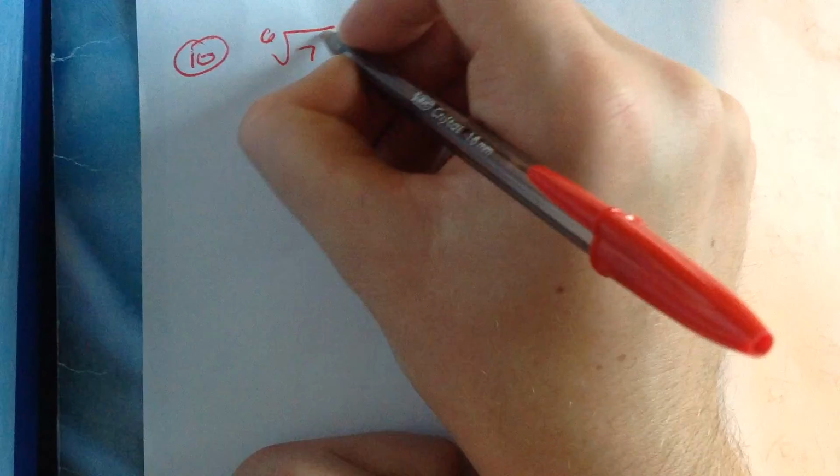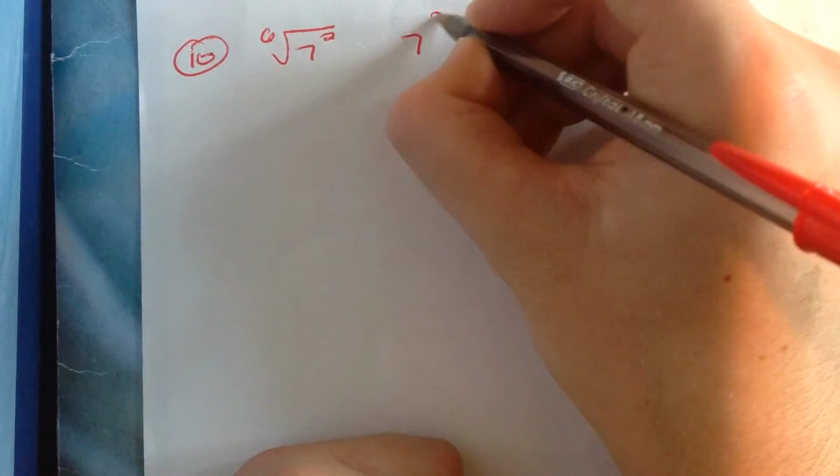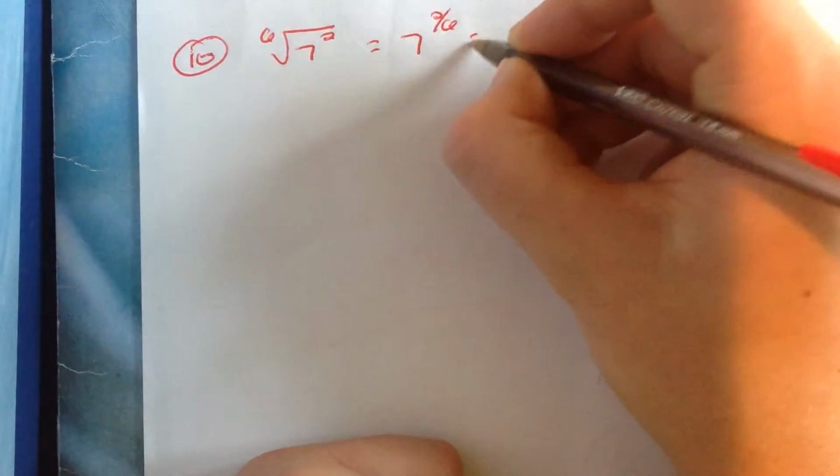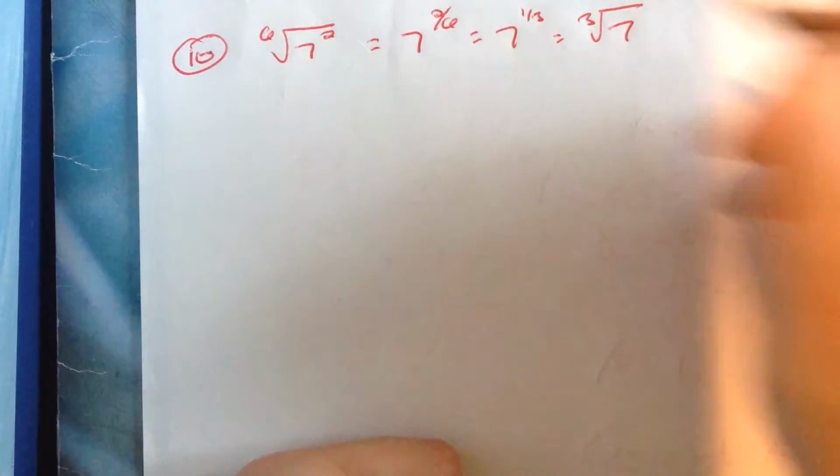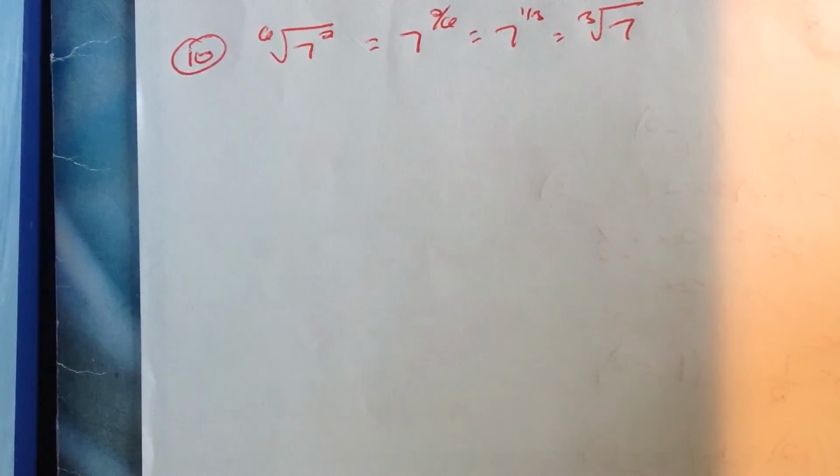Sixth root of 7 squared. This is the same thing as 7 to the 2/6 power, which is 7 to the 1/3, or the cube root of 7. They're equivalent.